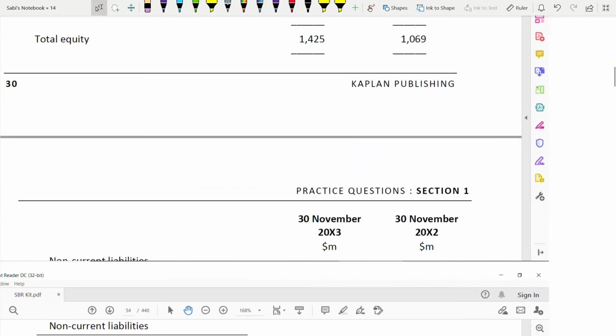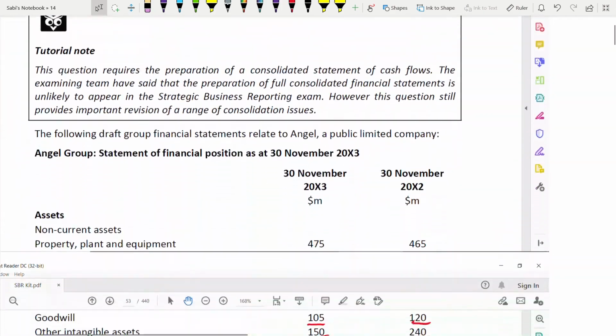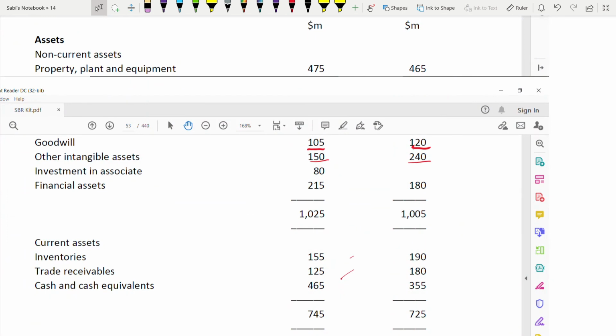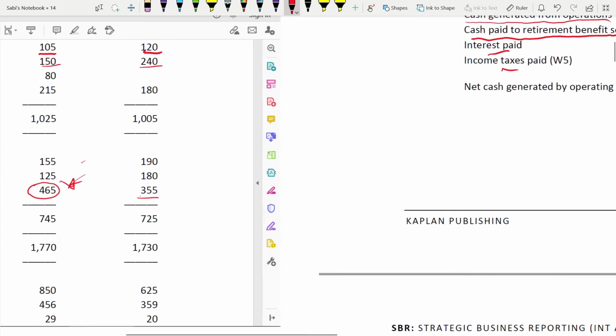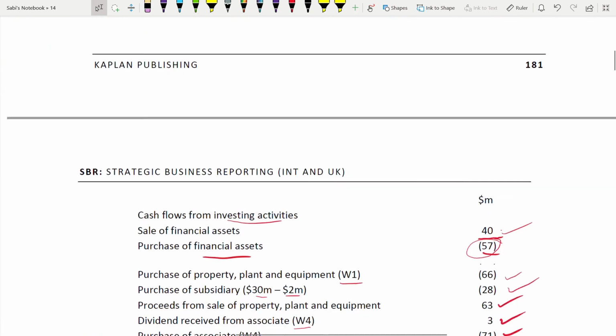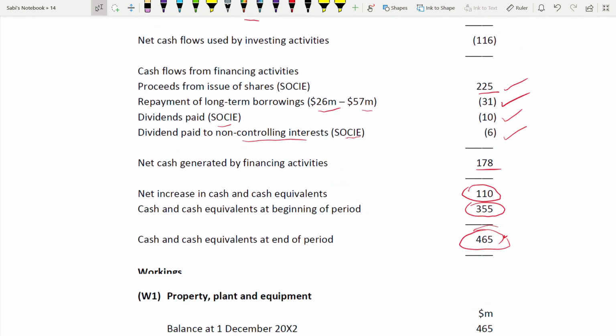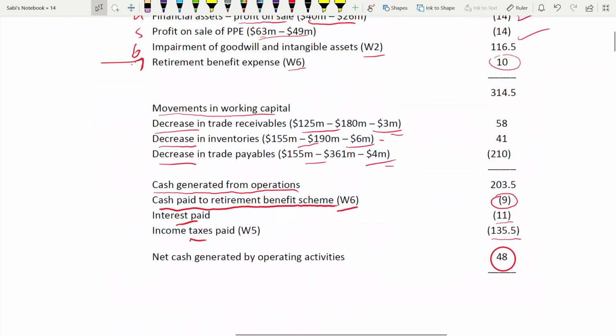Let us go to the statement of financial position. Okay, how do you get it? It is in your cash and cash equivalent. You see, this is opening, you add, and you should get this amount, 465. So you know you are right. So the only area which I have missed out, I have finished all. The only area which I have missed out is this one.